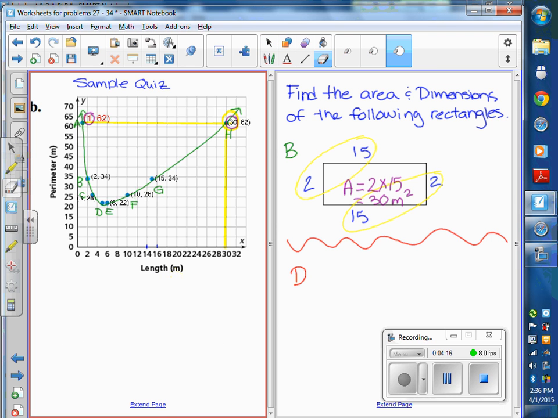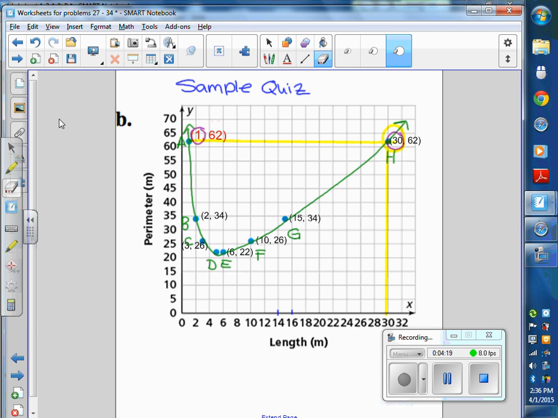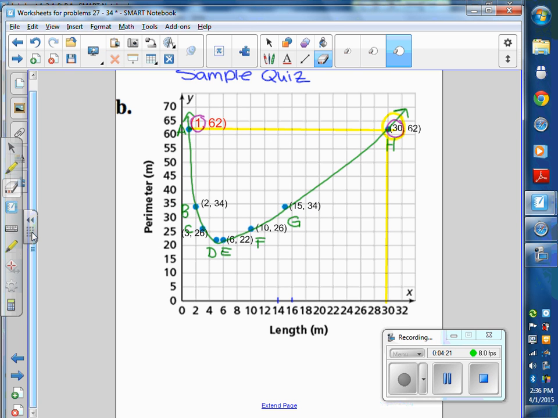If I do this for rectangle D, I'm going to zoom in. For D, I'm going to look at the length, and it is 5. And if I project over, it's the same height as this other coordinate. The perimeter's 22. Can you see those numbers at all back there? Is it too small? According to Lindsay's method, it should be a 5 by 6.